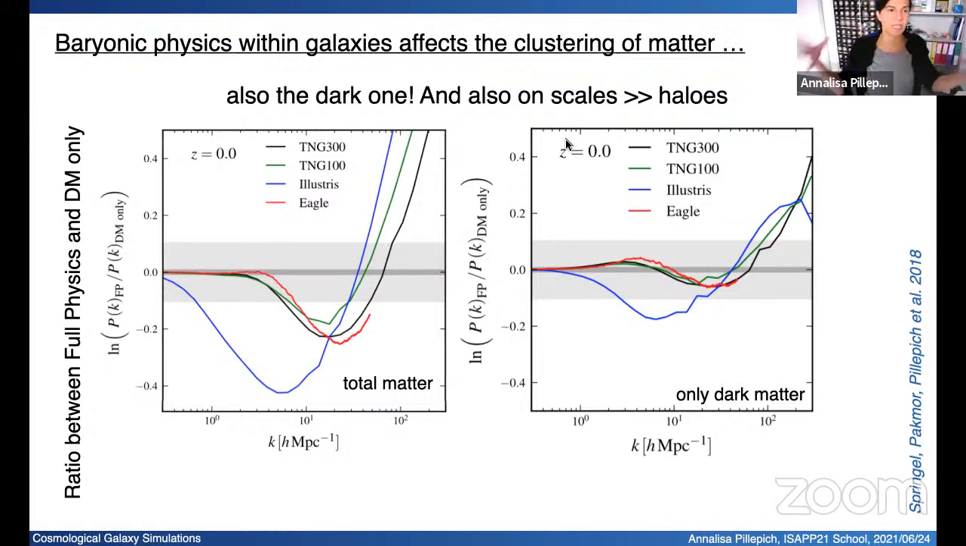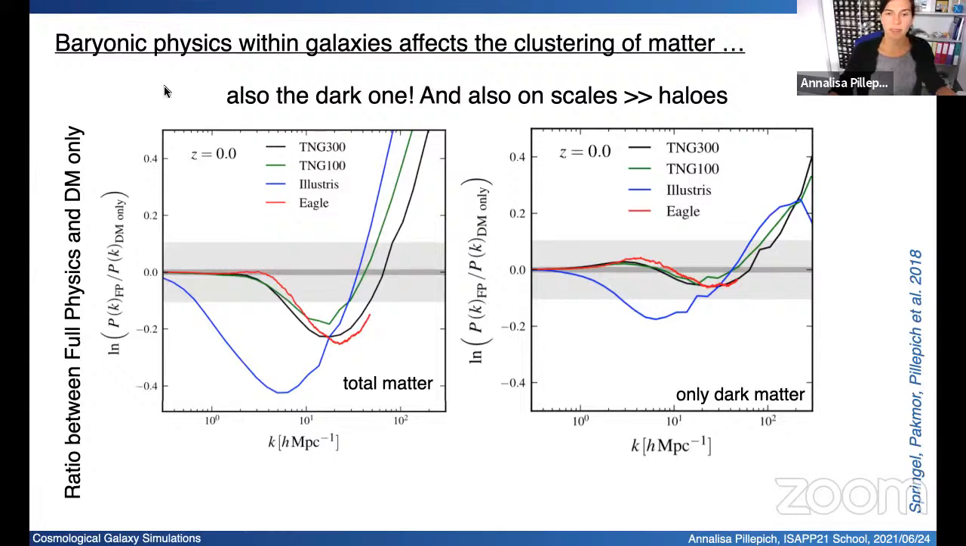And finally, zooming out a little bit, baryonic physics that occurs in the center of the galaxy can also affect the clustering of matter, not just the total matter, but also the dark matter, and also on scales which are much larger than the scales of halos. The clustering of matter can be described with the power spectrum or the two-point correlation function, for example. In these plots, you see the ratio between the power spectrum obtained from a full physics galaxy formation simulation and the dark matter only counterpart.